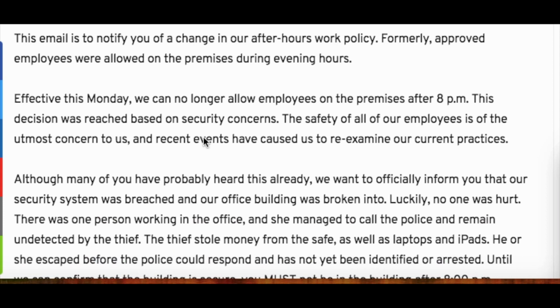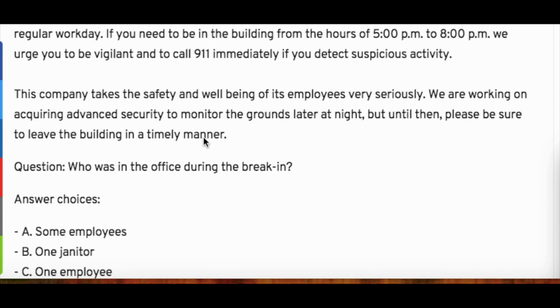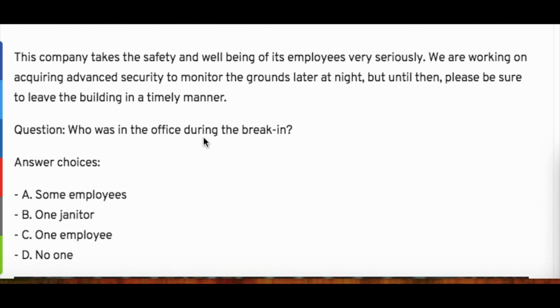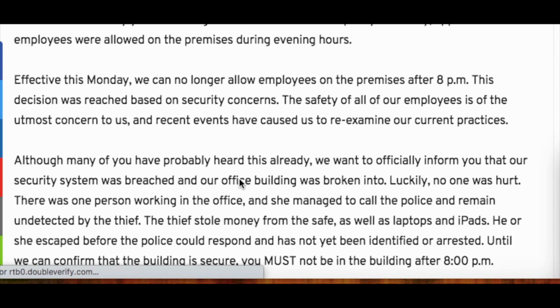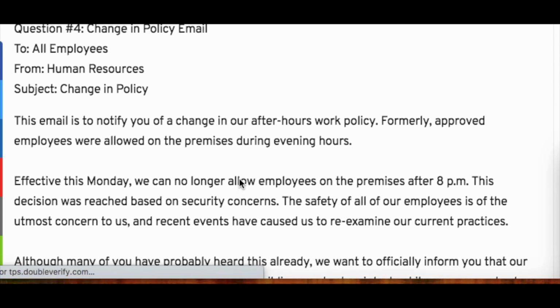So actually, you know what, before I read this whole passage, let's just look down at the question here. That's always a good strategy: before you go right into reading a full passage on the test, it's a good idea to just look at the question so that way you know how much of it you have to read, because you won't always have to read every single word of the passage. So it says here, who was in the office during the break-in? And it gives us a few answer choices. So it's either going to tell us directly who was in the office, or it's going to make us use some common sense here. So let's read this now.